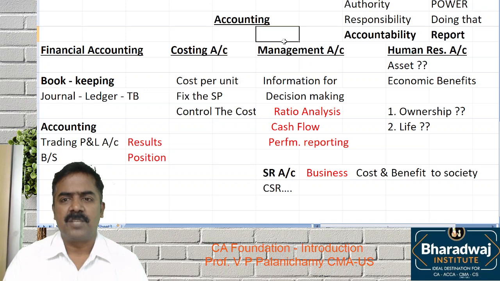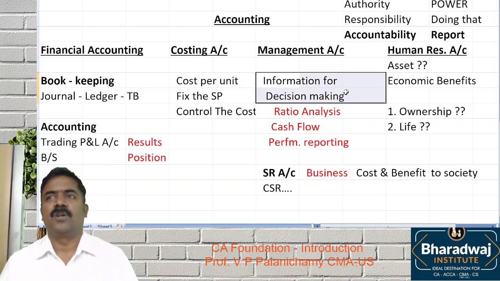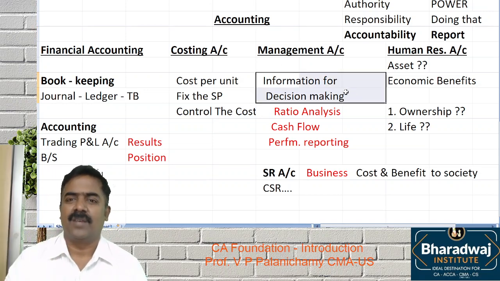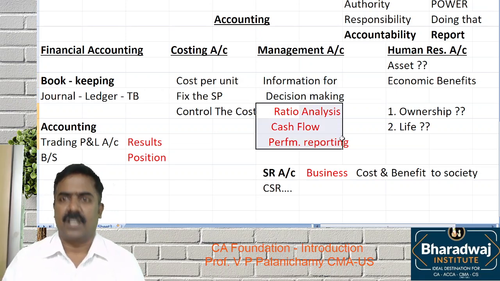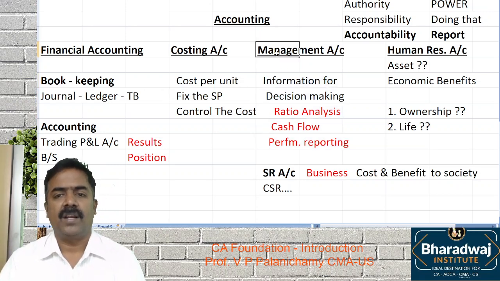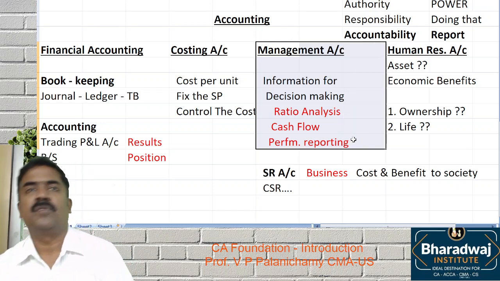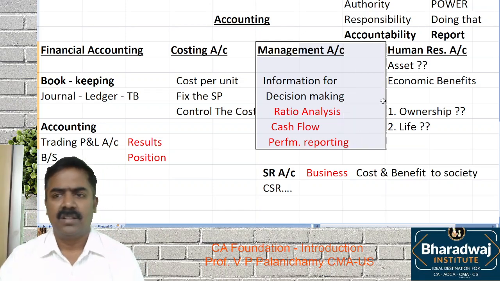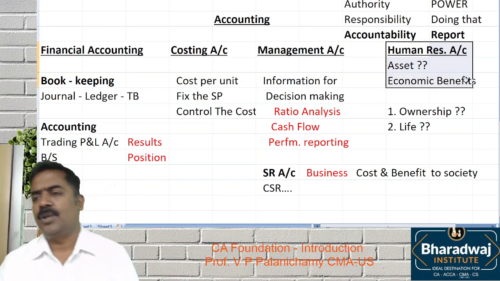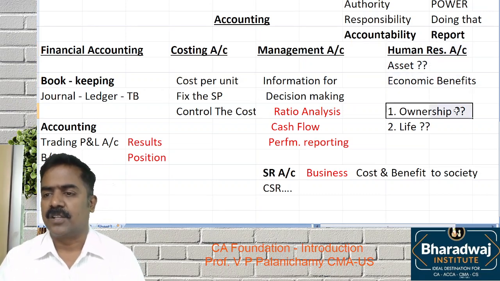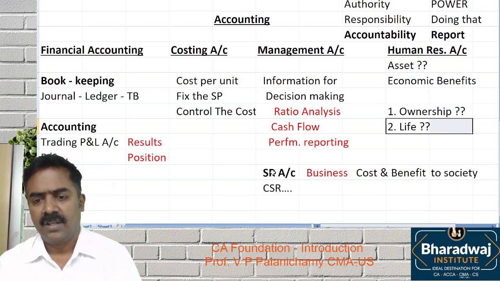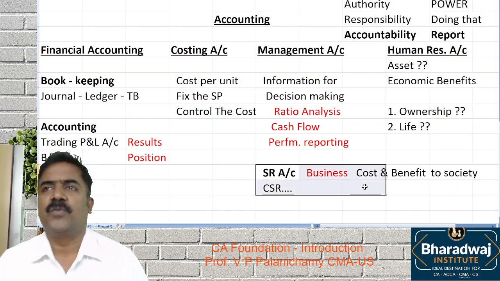Okay. Management accounting. Many people write management accounting is the accounting of management. Don't write like that. It is providing information for decision making in the form of ratio analysis, cash flow, and fund flow statements, where information is given to the management for timely decision making. That is enough. Human resources, trying to record human resources, which one? Assets. They cannot be recorded because of ownership, and which one? Life. Just write relevant points in 4-5 lines, that is enough.